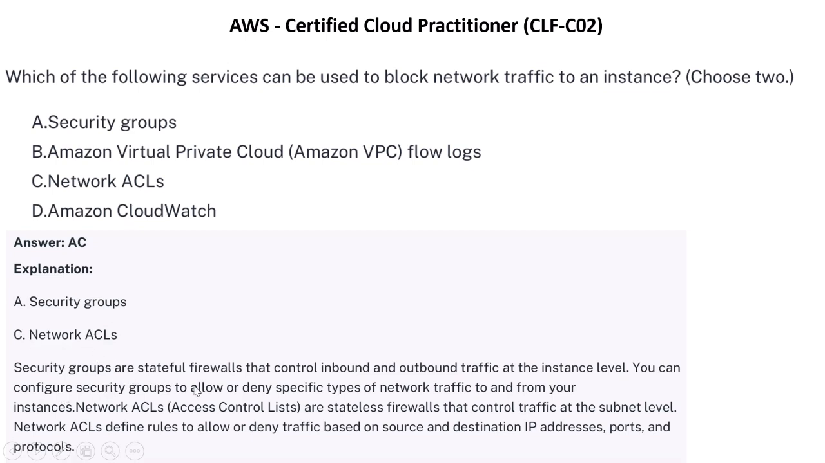Security groups are stateful firewalls that control inbound and outbound traffic at the instance level. You can configure security groups to allow or deny specific types of network traffic to and from your instances. Network ACLs, access control lists, are stateless firewalls that control traffic at the subnet level. Network ACLs define rules to allow or deny traffic based on source and destination IP addresses, ports, and protocols.